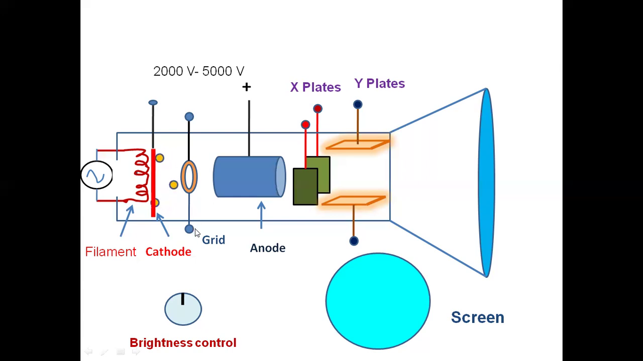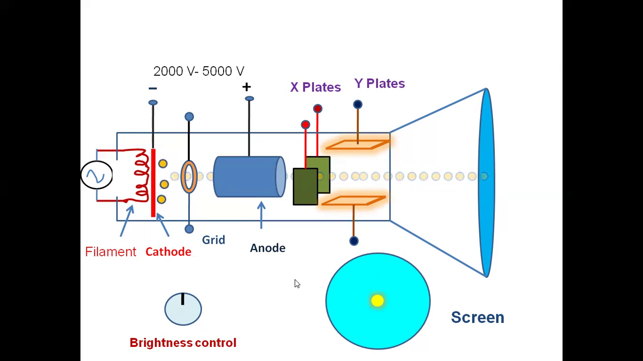Its potential is made slightly negative, and that can be varied, because negative potential will repel electrons. It will not let the electrons move forward easily. Only high energy electrons will be able to move forward. So right now we haven't given any potential to the grid, and the anode is at positive potential and the cathode is at negative potential. So electrons are made to accelerate, and we see a bright spot in the middle of the screen because no connections are given to the X or Y plates. So the spot is appearing exactly in the middle.